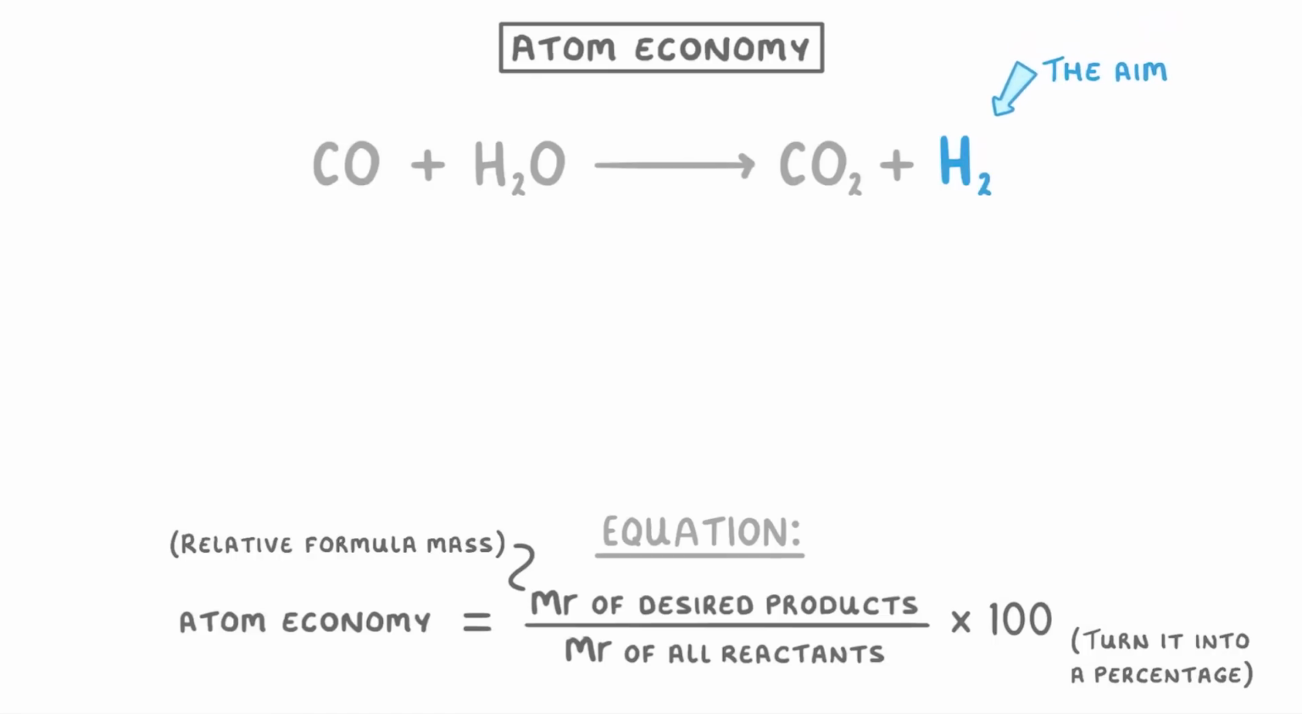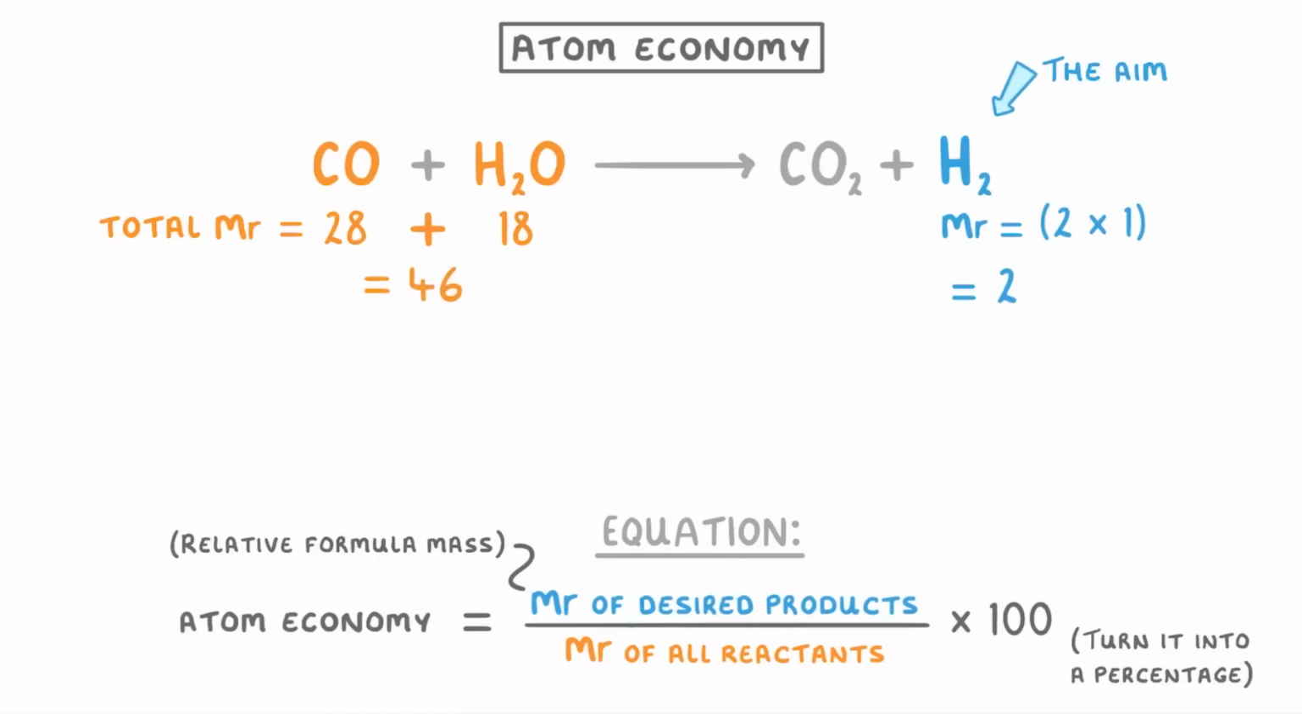As the aim of this reaction is to create hydrogen, that's our desired product. And its MR would be 2 times 1, so 2. For our reactants, we have carbon monoxide, which has an MR of 28, and water, which has an MR of 18. So to get the total MR of all our reactants, we just add 28 and 18 together to get 46.